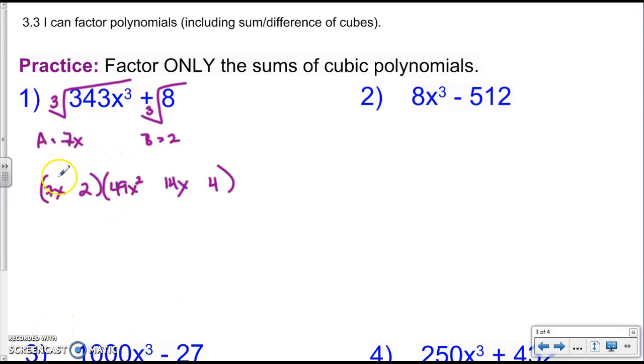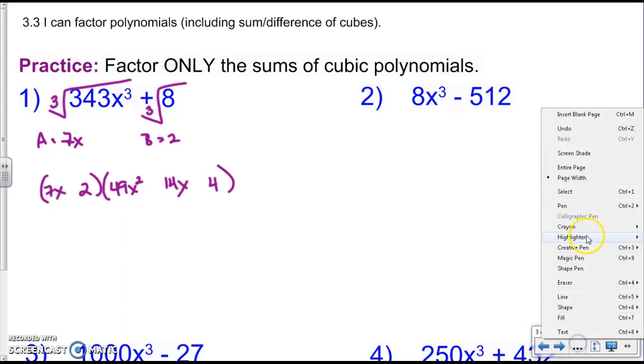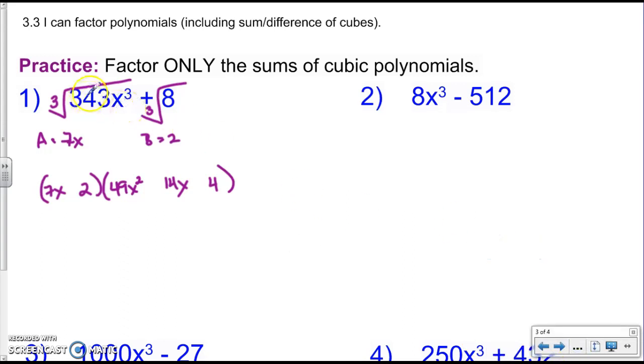So what I was saying is bring your a down and bring your b down for the first group, and then square your a and square your b for the second group, and then in the middle we're just going to multiply the 2 together. So 7 times 2 gives us 14x. This is where SOAP comes into play. My original sign is plus, so we're going to do the same, the opposite, and then always positive.